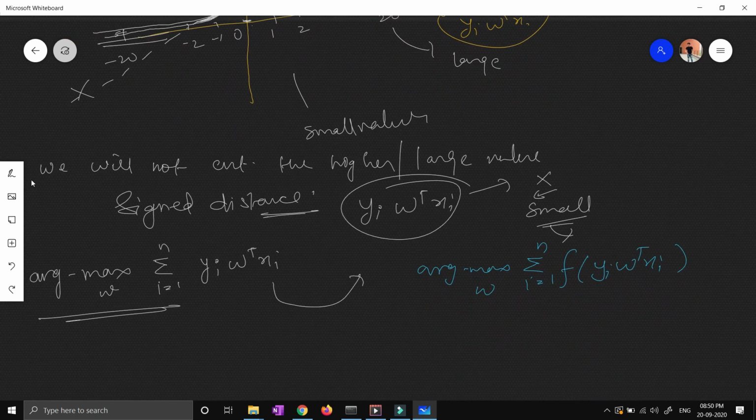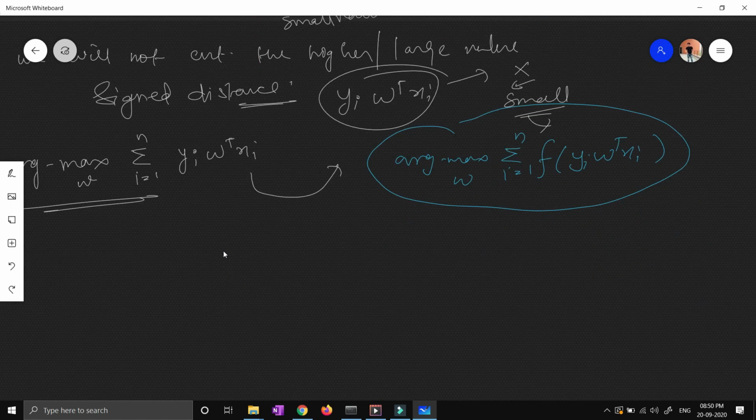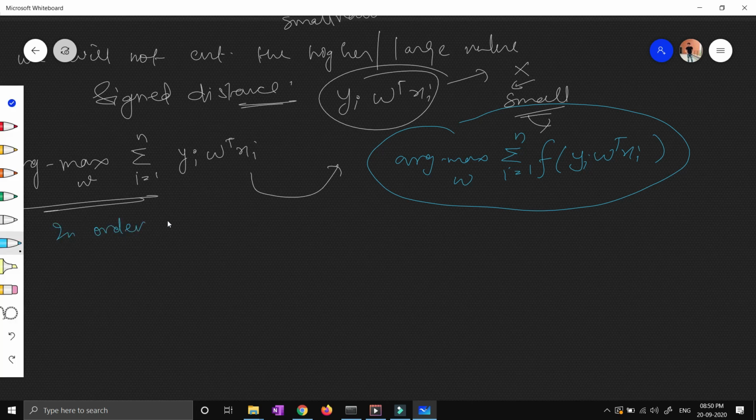So now my optimization problem will become like this. From now we want to maximize over w the summation of i equals 1 to n of the function of yi w transpose xi, right? So now we have understood that in order to handle the outlier, we will move from this equation to this equation. We will now look for a function of the signed distance, right?